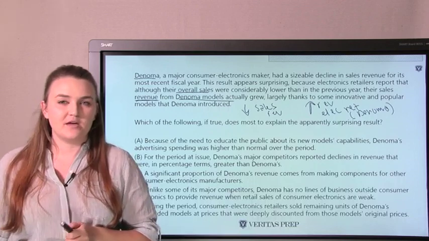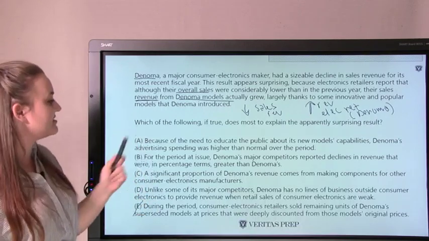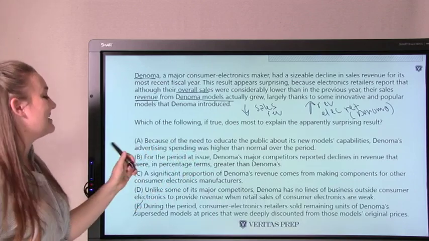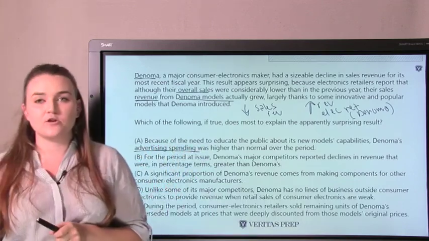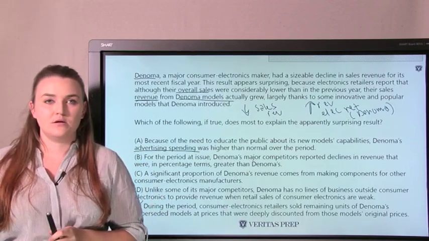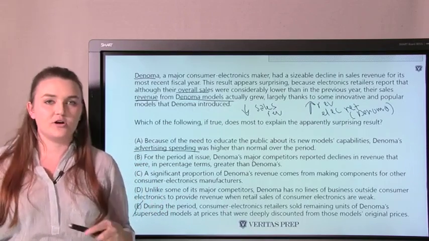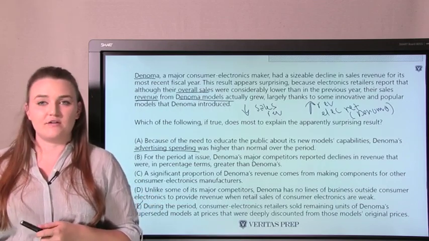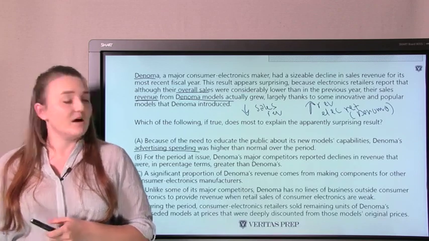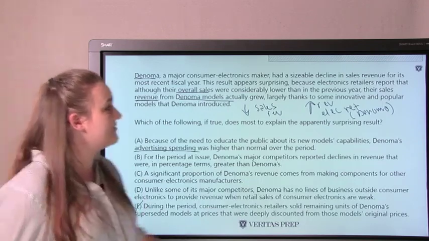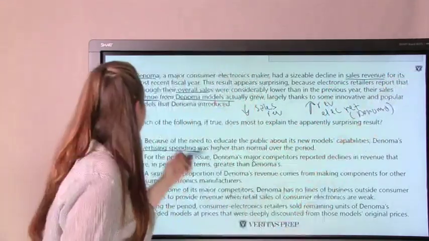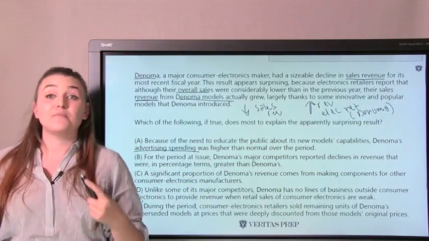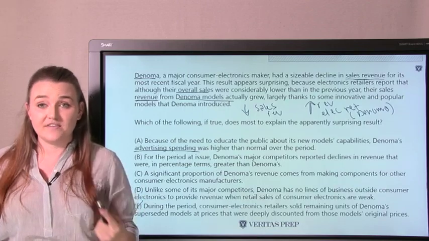Anyone have any thoughts for me on what is problematic about, because of the need to educate the public about its new model's capabilities, Genoma's advertising spending was higher than normal over the period? Why doesn't that address the paradox in this case? But we're talking about revenue, right? Sales revenue is what we're talking about up top, and sales revenue is what we're talking about below. So yes, that's exactly right. Marketing costs are not included in that revenue.